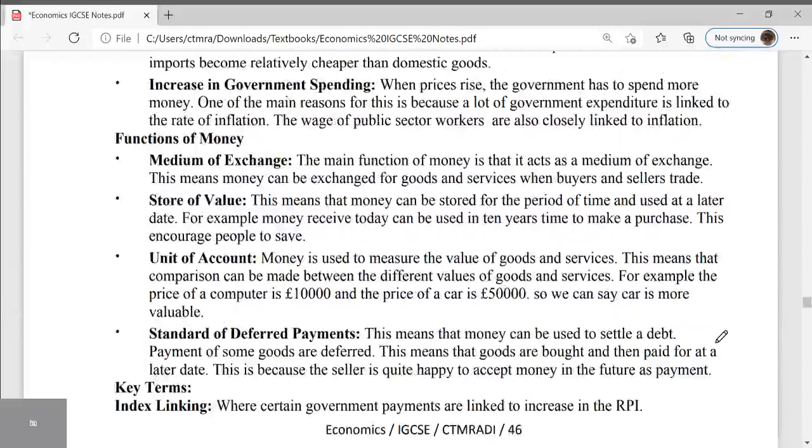The standard of deferred payment means, suppose someone takes a 100 taka loan from you, you can take 110 taka from that person, 10 taka as interest. So you're taking a different amount for your loan. When you're settling the debt, you're taking an extra amount of money to settle the debt. So that is what is known as deferred payment.